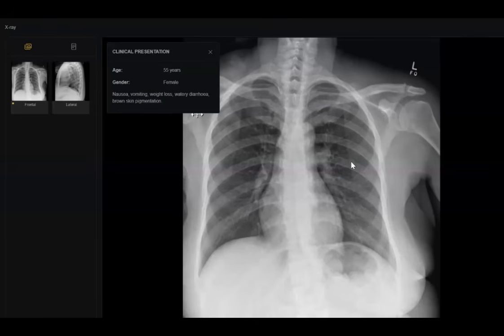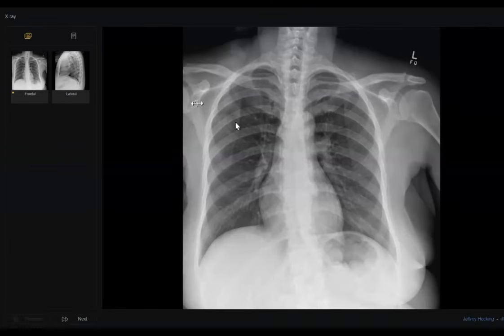Doctor, this patient is a 55-year-old male complaining of vomiting, nausea, and lower chest pain. Go on. I'm presented with the frontal chest X-ray.